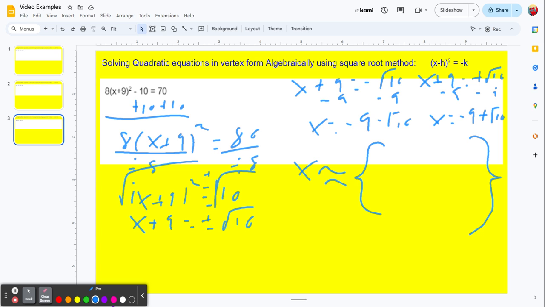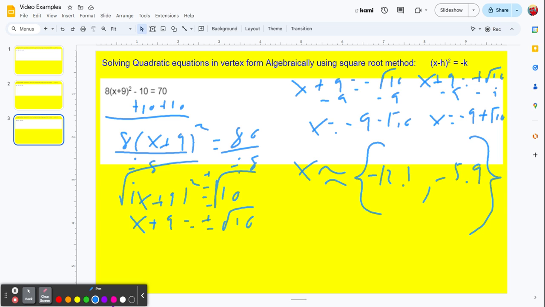Well, the square root of 10 is about 3.1. So negative 9 minus 3.1 would be about negative 12.1. And then negative 9 plus 3.1 looks like it'd be about negative 5.9, if I did that right in my head. Okay, again, we could check these.